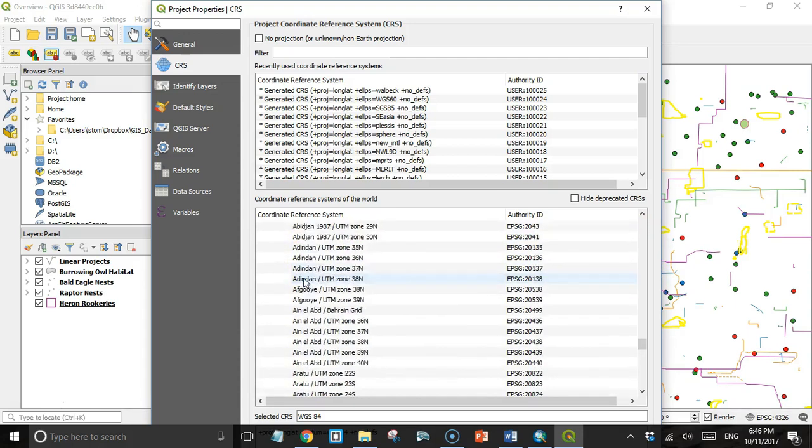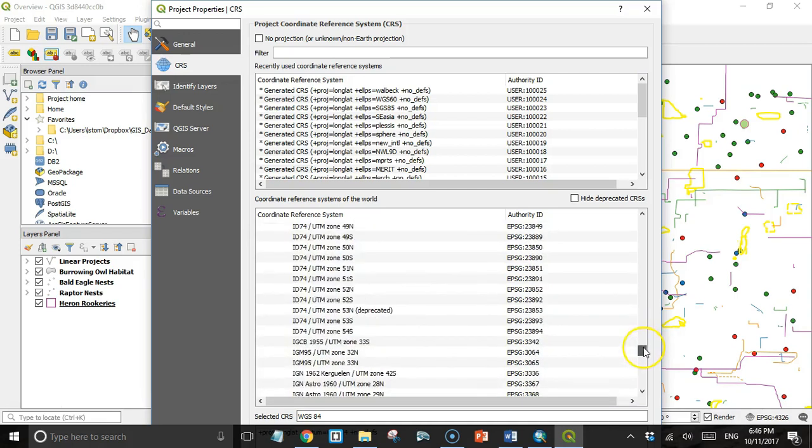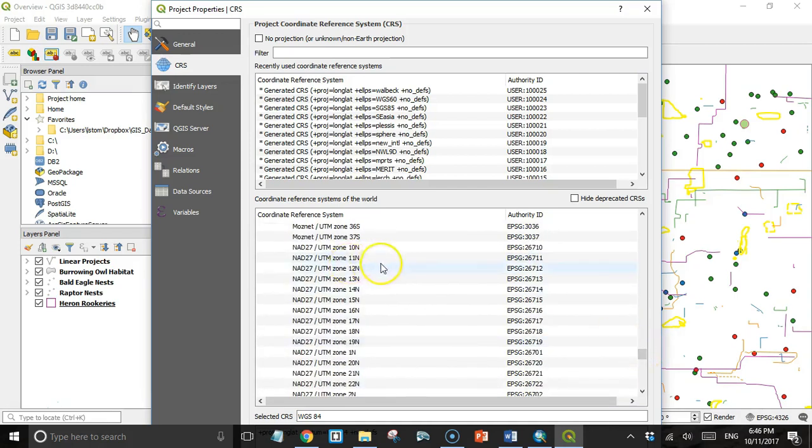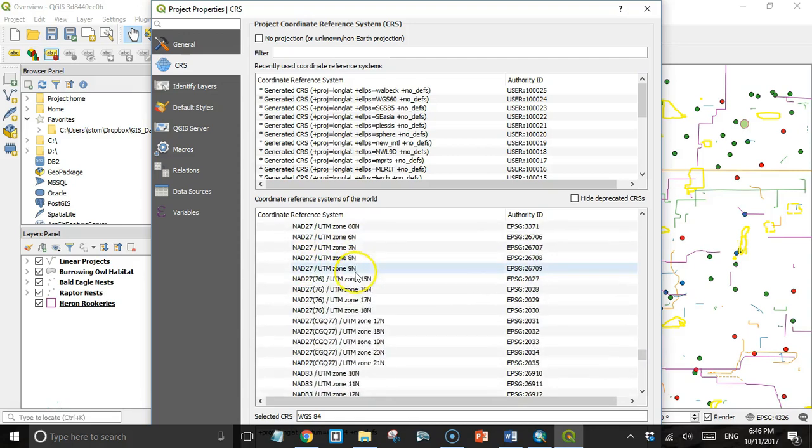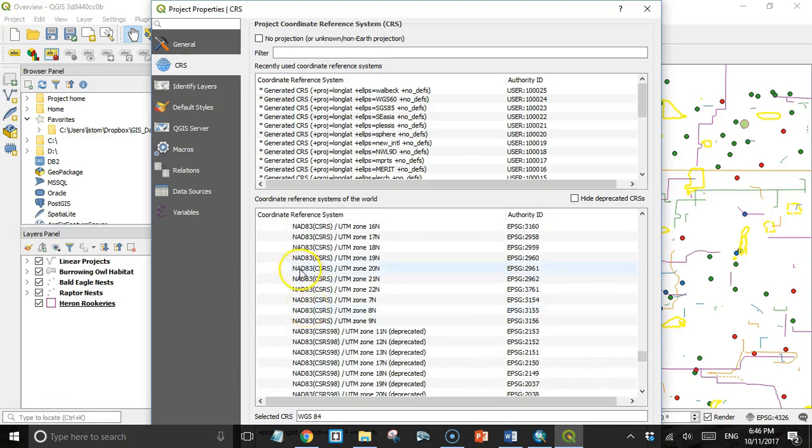I'm not sure what AGD is, but if you're used to working in the US, you'll find some of the standard ones that we use, like NAD27, NAD83. And then after projection, they're organized by zone. So the organization is a little bit different than ArcGIS. And I wanted to include this lecture so you won't be so confused when you start working with QGIS and you need to select a coordinate reference system.